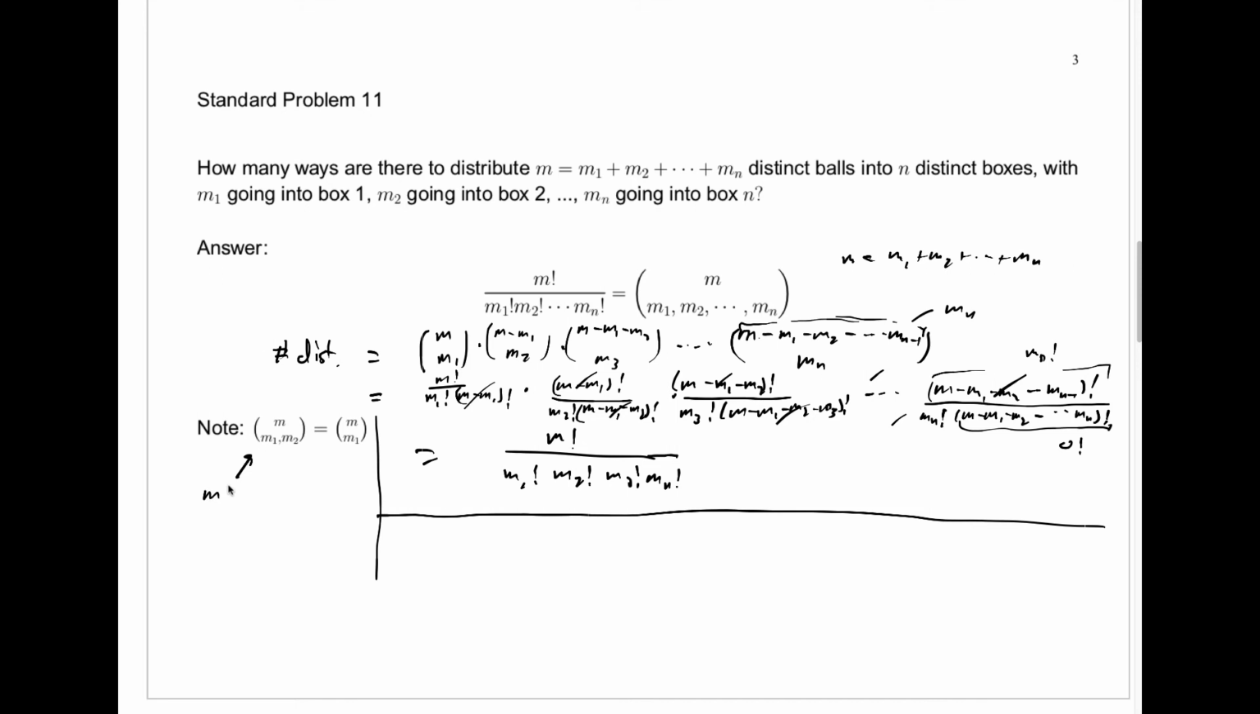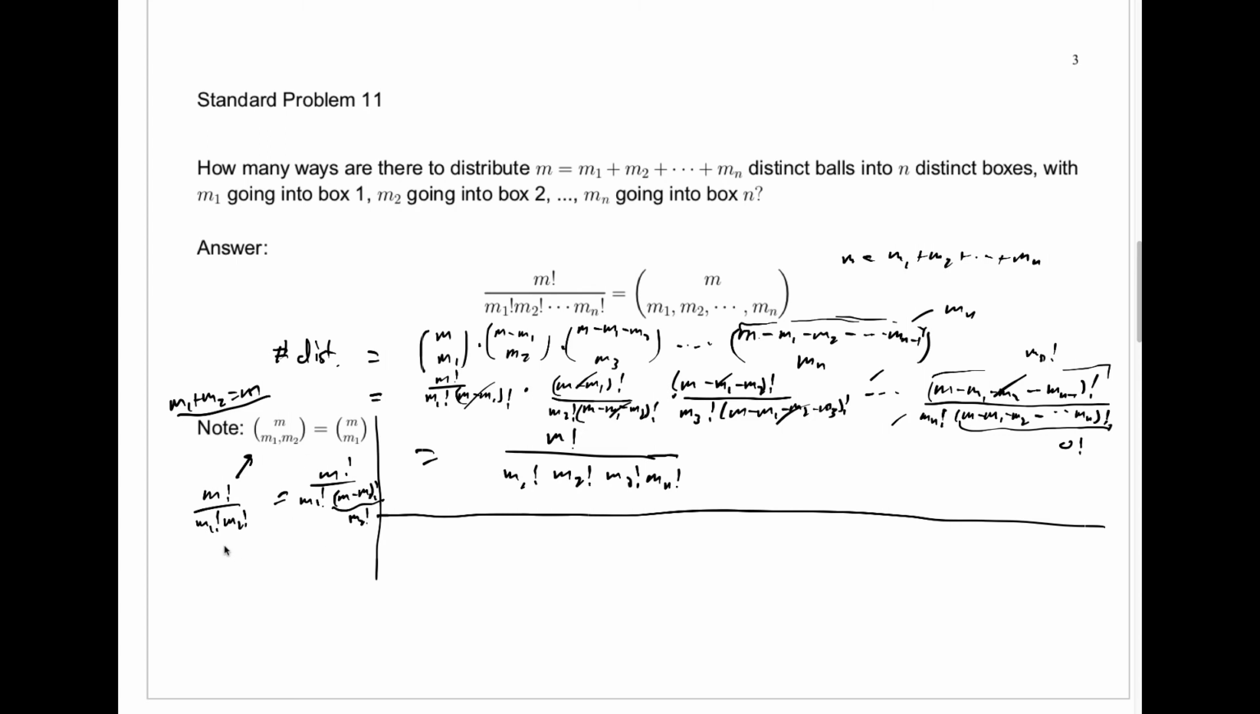This first one is m factorial over m1 factorial, m2 factorial. Remember, here we have m1 plus m2 has to equal m in order for this to even make sense. On the right, we'll have m factorial over m1 factorial, m minus m1 factorial, but that's just equal to m2 factorial. This is m2 factorial. So these two are the same.